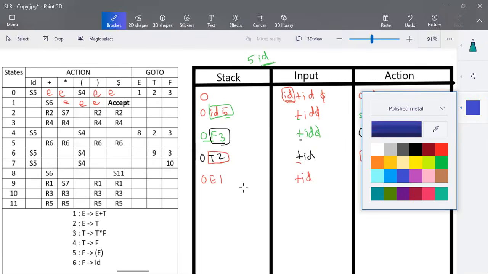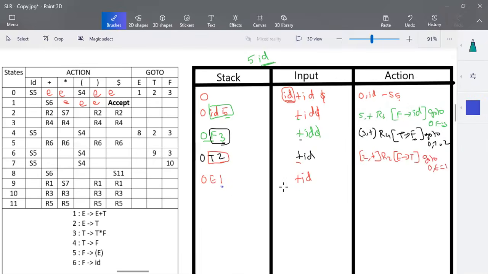So what is the next possible step? The stack consists of 1 and the input consists of plus. What is the corresponding entry for 1, comma plus? 1, comma plus consists of S6. What is the meaning of S6 here? It is shift followed by go to state 6. So we are going to shift one element. This 0, E, 1 remains as it is, and we shift the next token. The next token is plus. This plus will be removed from the input and pushed into the stack, and we'll push the state 6 into the stack. Shift one element from input to stack and go to state 6. That is the meaning.